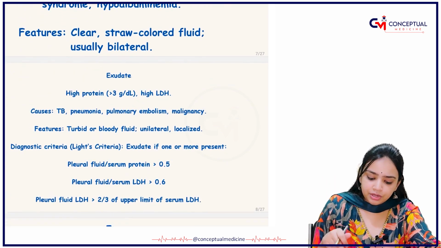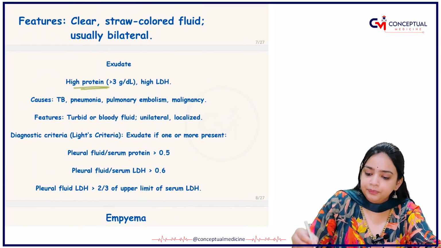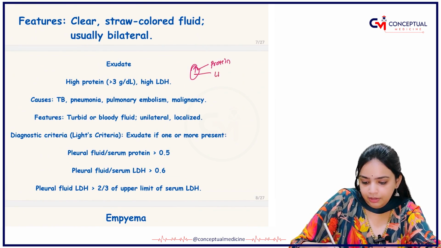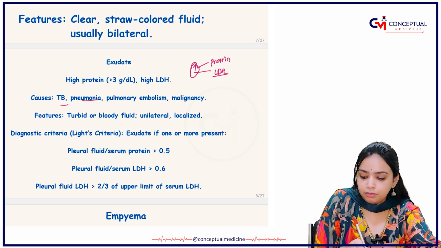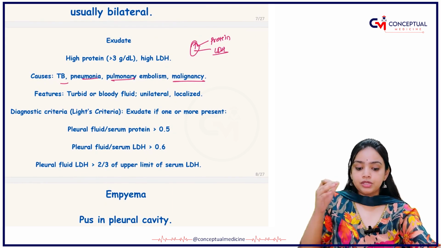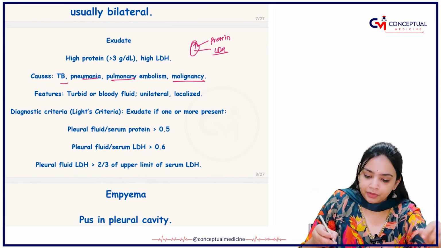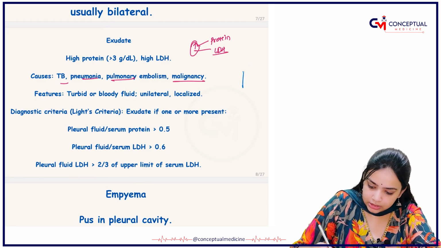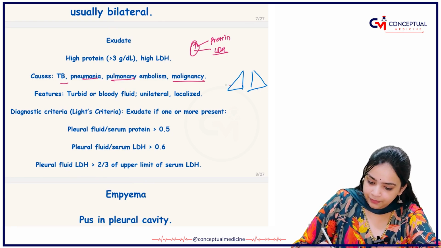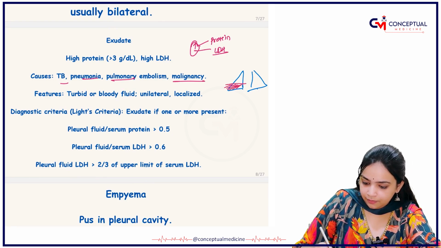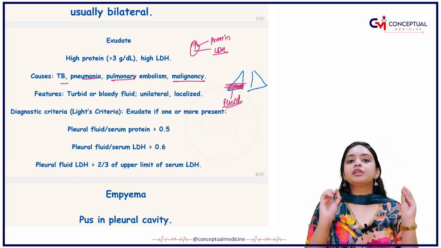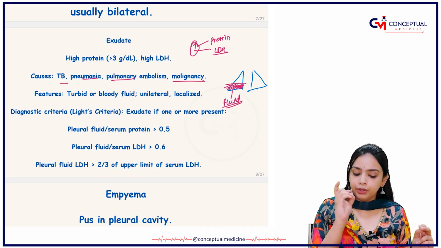Then you have exudates. We have talked about exudates, everything is increased protein and LDH level. The causes are tuberculosis, pneumonia, pulmonary embolism and malignancy. Features are, you will be able to see turbid and bloody fluid. See, I will draw the lungs. If these are your lungs, you will be able to appreciate some accumulation of fluid.